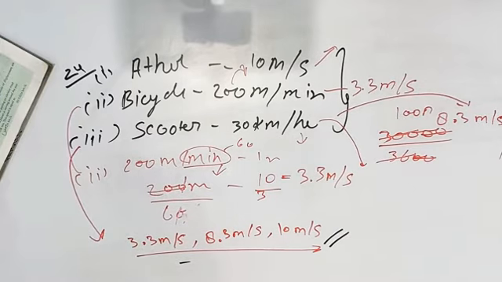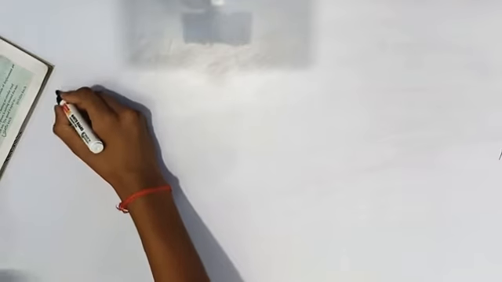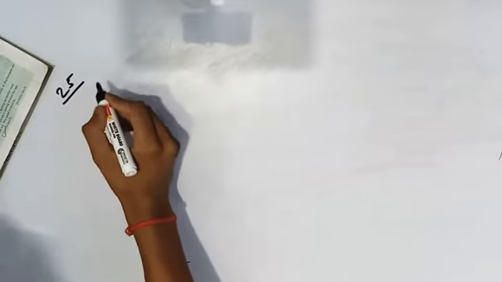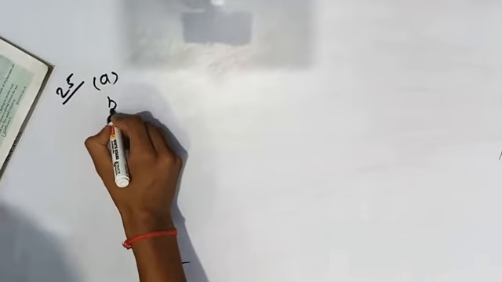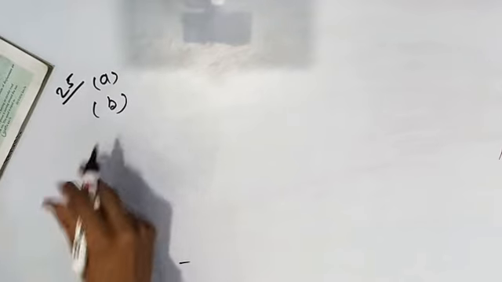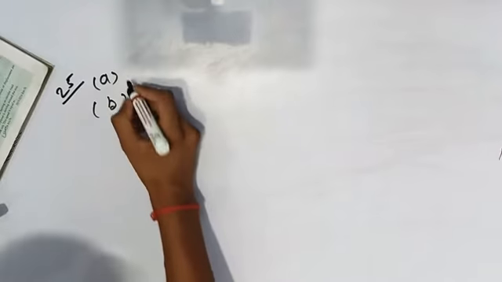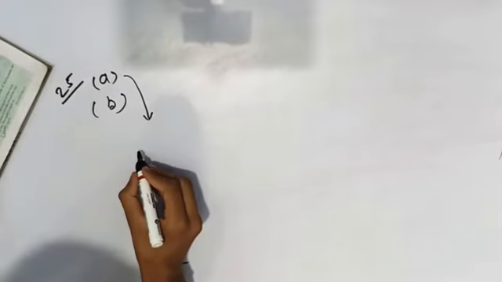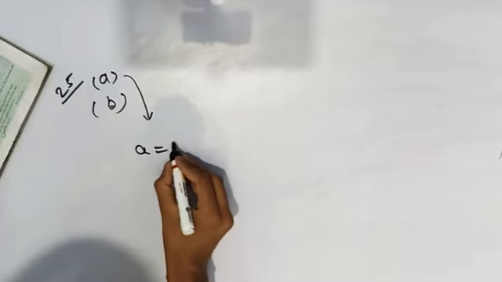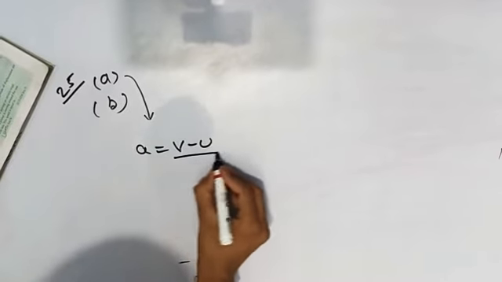Now let's go to question number 25. Question number 25 is divided into A and B. In part A, they are asking about the acceleration formula and its symbols. So let's discuss part A first. The formula of acceleration is given as a equals v minus u upon t.